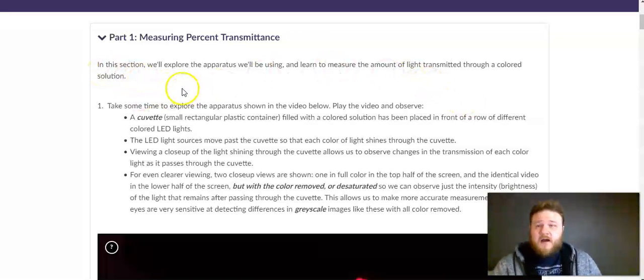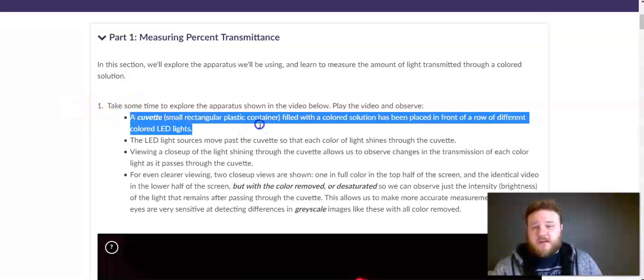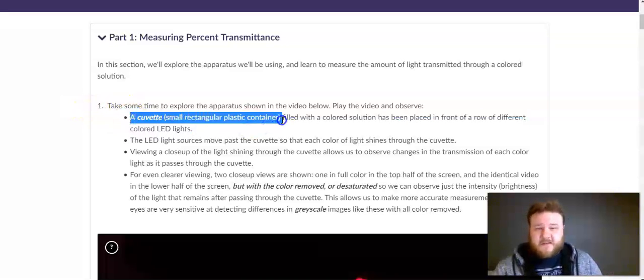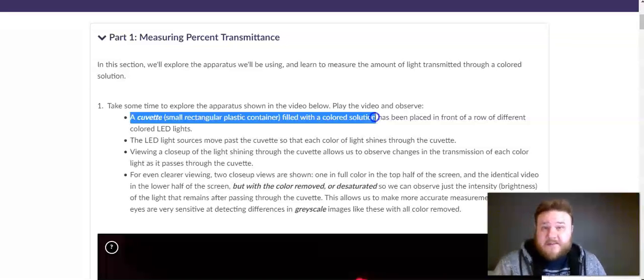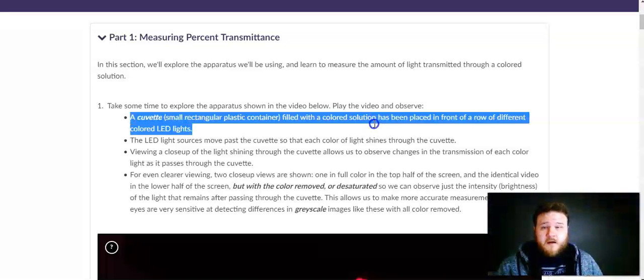First of all, part one, measuring percent transmittance. The first section tells you how to use the Pivot Lab videos. The Beer-Lambert law utilizes a cuvette, which is a small rectangular plastic container. It's going to have a solution in there. The solution is going to be colored depending on what the contents are, depending on what the elements are, and it's going to be placed in front of different colored LED lights.